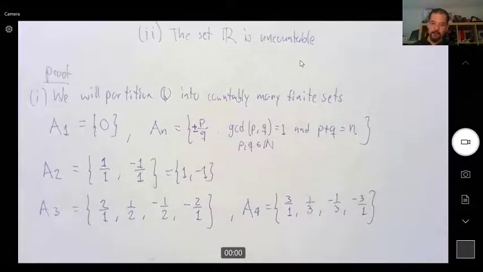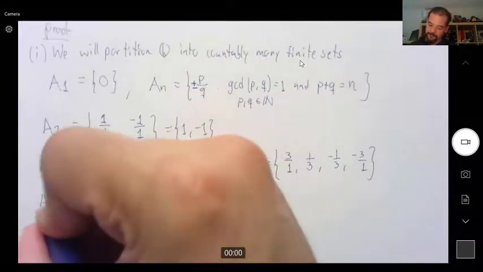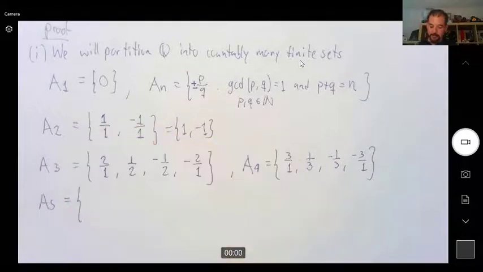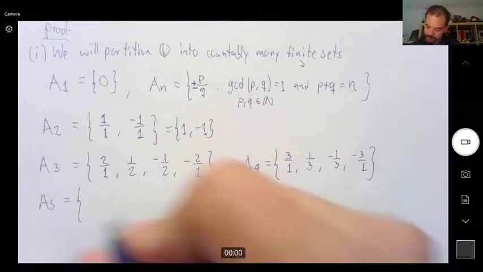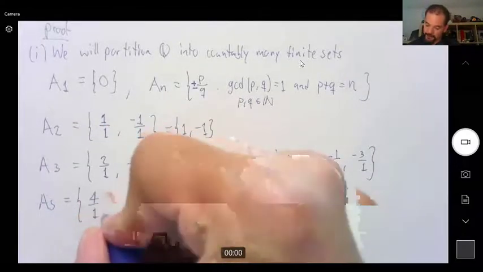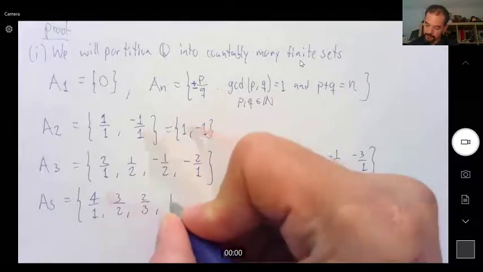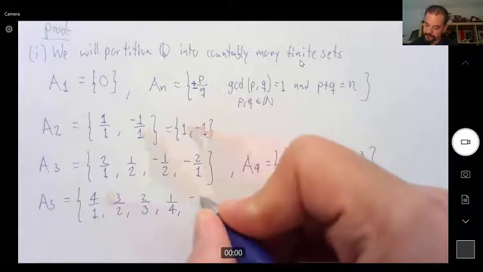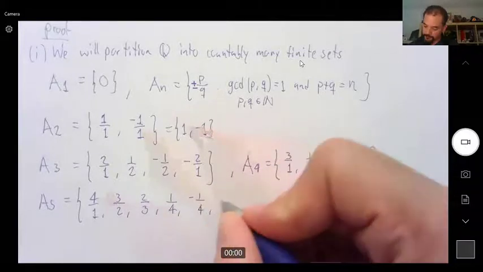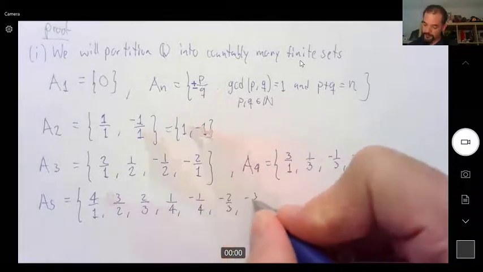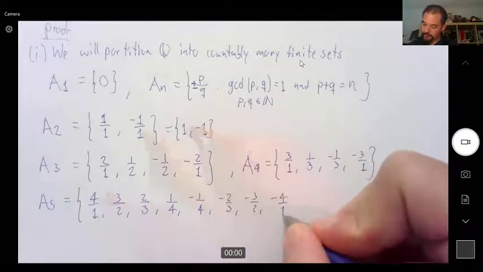All right, and I'll do one more. How about A5? A5 is actually a little bit bigger. For A5, we have 4 over 1, 3 over 2, 2 over 3, and 1 over 4. And the negatives of these: negative 1/4, negative 2/3, negative 3/2, and negative 4 over 1.